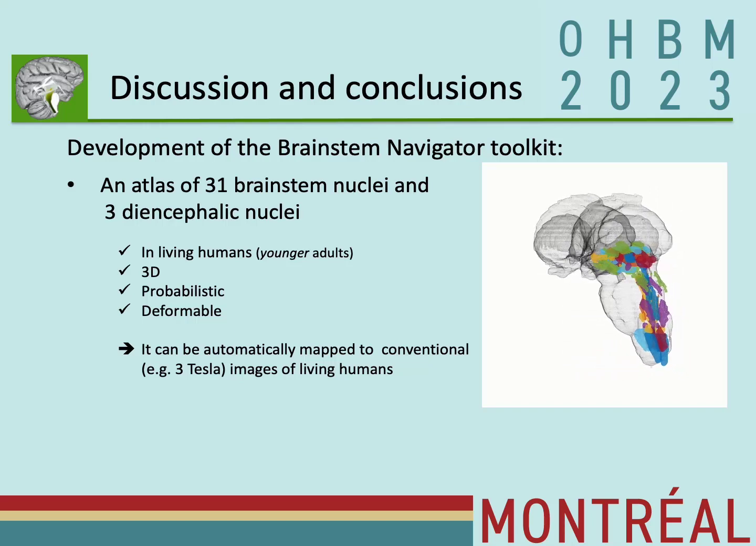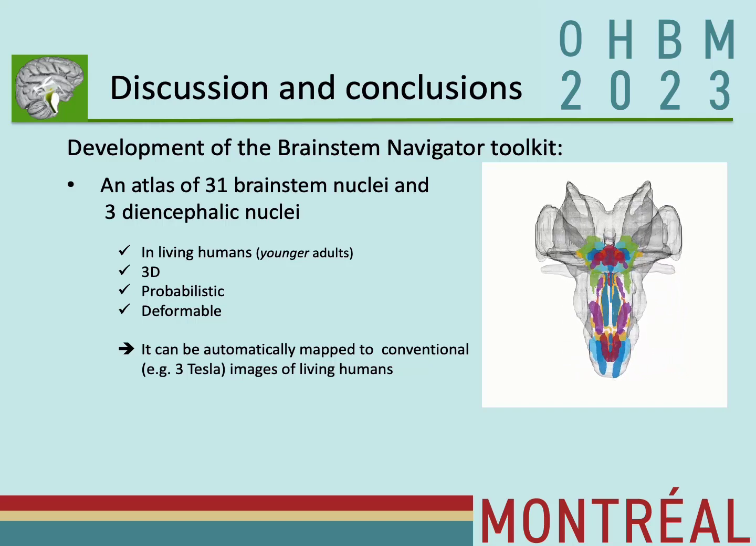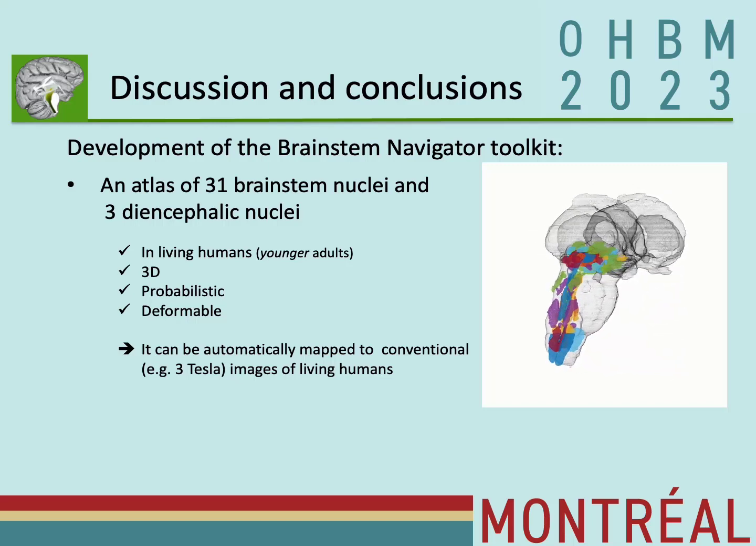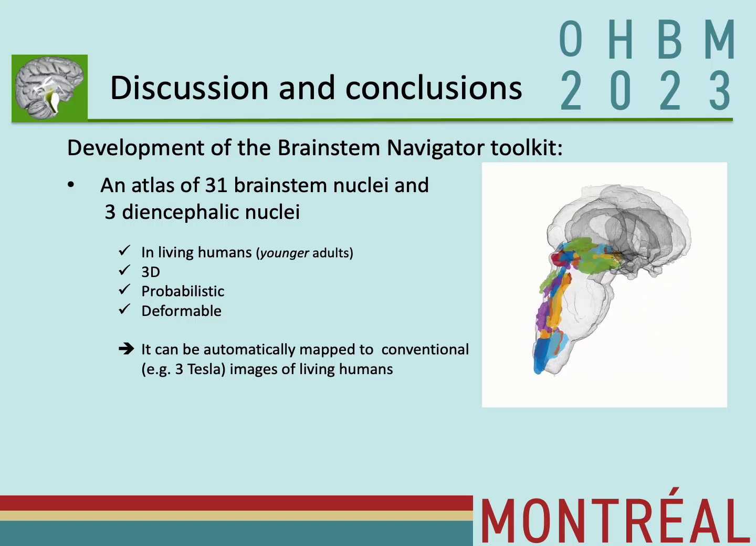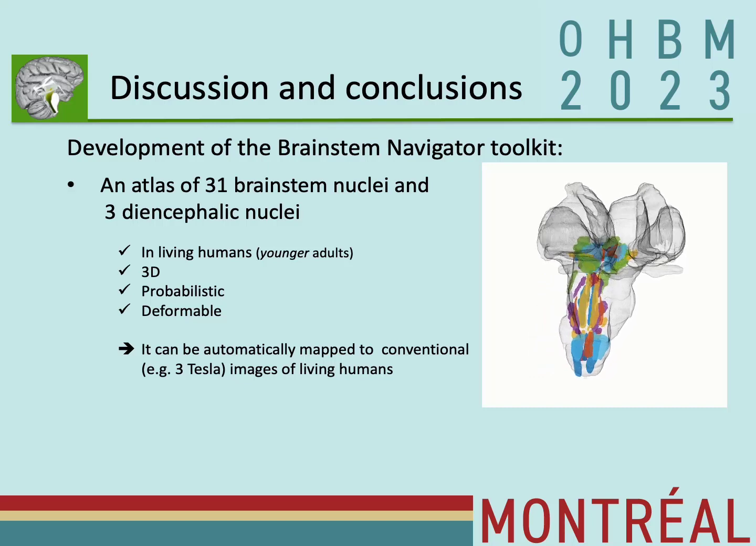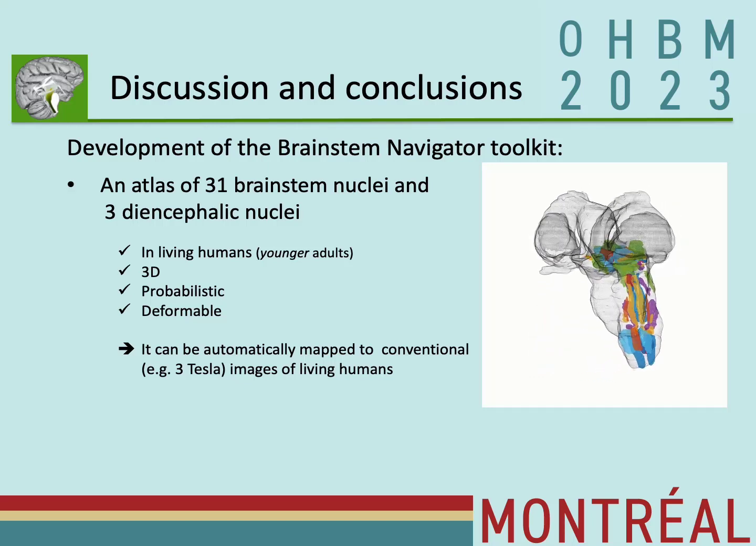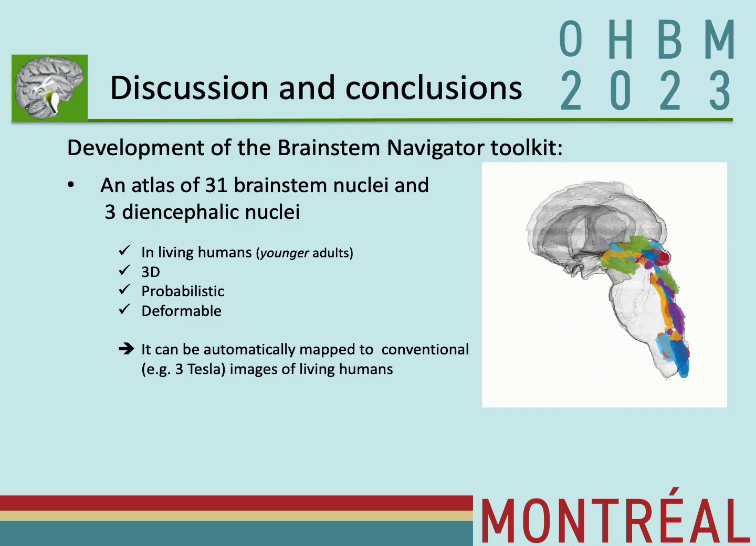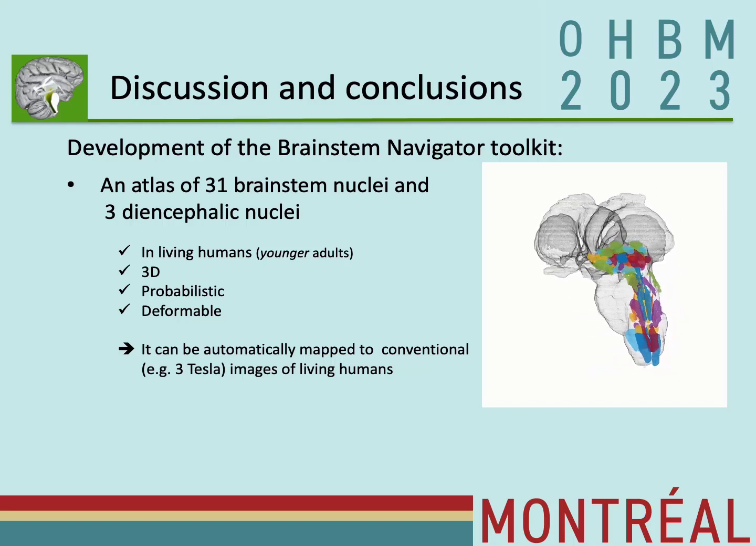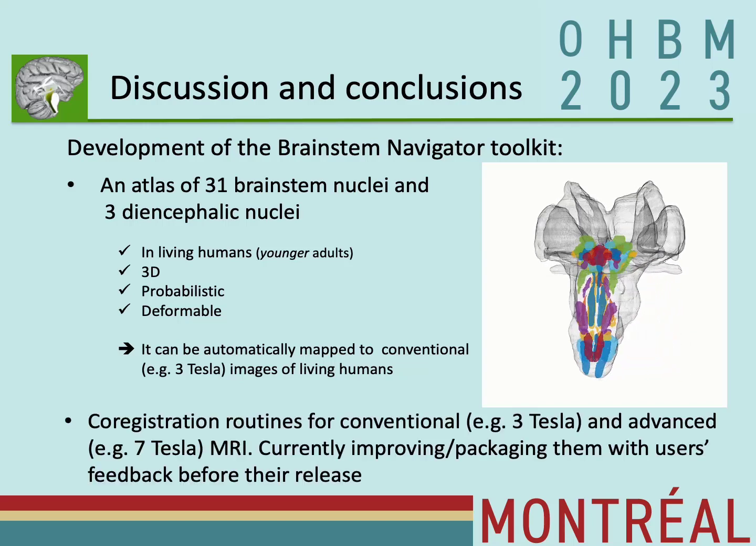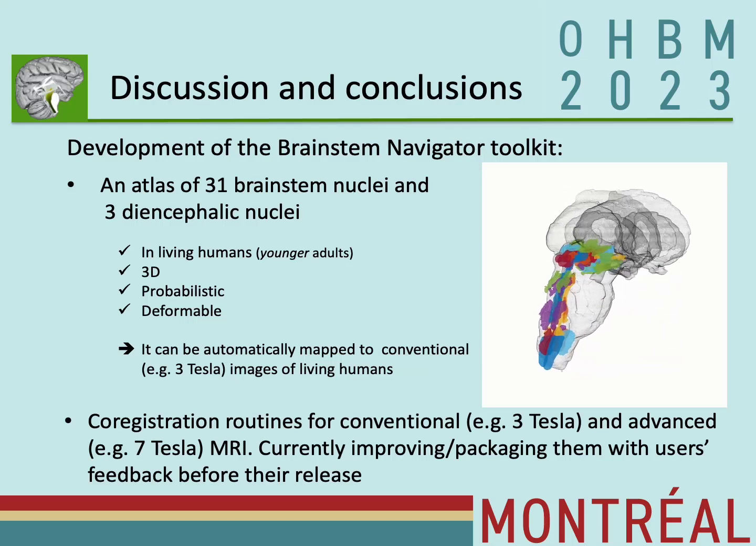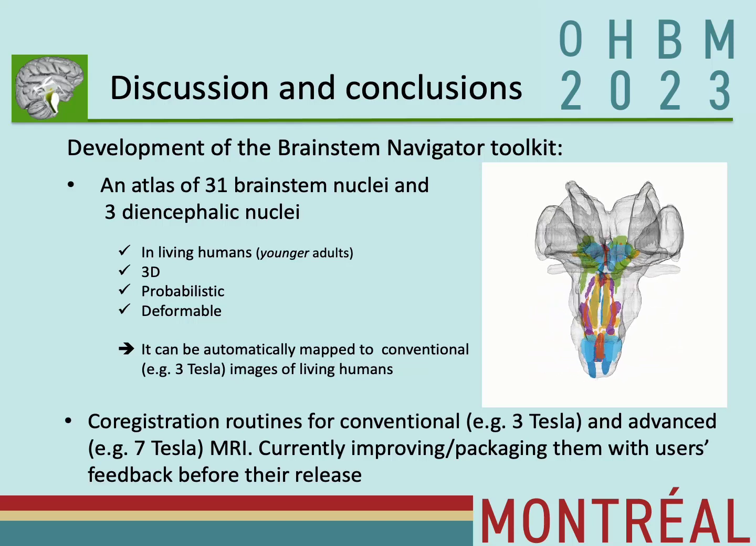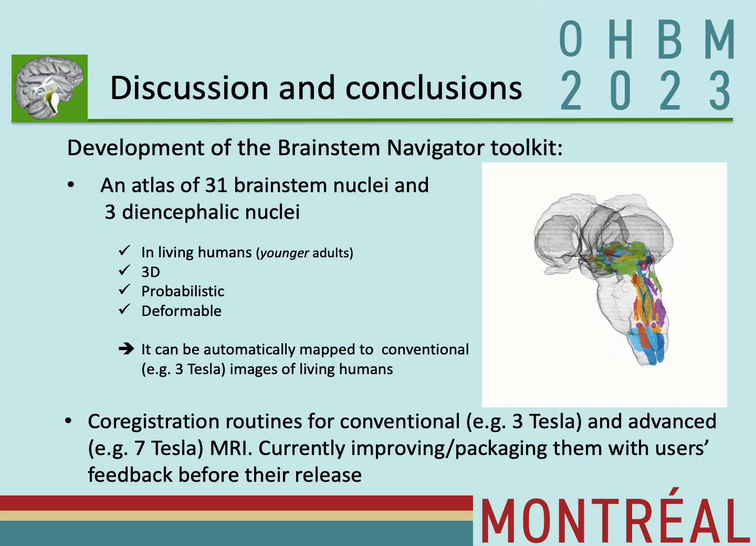In summary, we developed, packaged, and released an atlas of 31 brainstem nuclei and 3 diencephalic nuclei, which has lower spatial resolution than postmortem atlases, yet it was developed in living humans, it's 3D, probabilistic, which means it accounts for variations across the population, and it's deformable, which means it can be automatically mapped to conventional 3 Tesla MRI of living humans. We also developed coregistration routines for conventional and advanced MRI, which we are currently improving by also incorporating users' feedback before we release them.